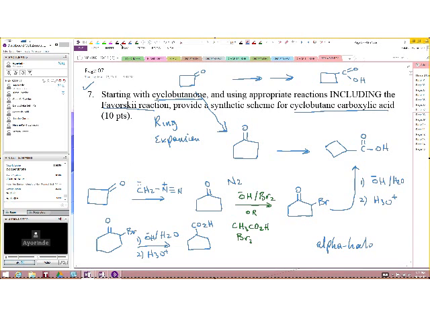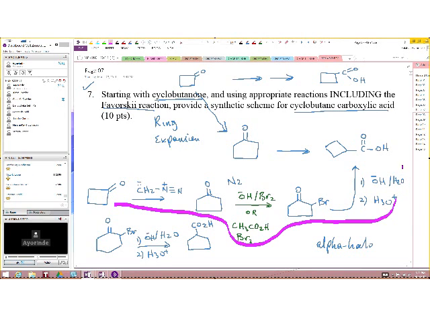In other words, the synthetic scheme that they are asking for in this case is this here, going from here to here, and of course to here. This is our synthetic scheme. Going from this cyclobutanol, reacting with diazomethane, then getting the cyclopentanone, and then you do the alpha bromination of the cyclopentanone, and then you react the alpha bromo cyclopentanone with base followed by protonation to get the cyclobutane carboxylic acid.